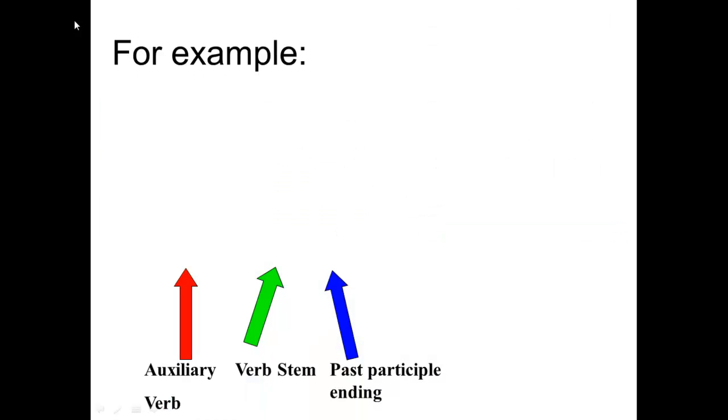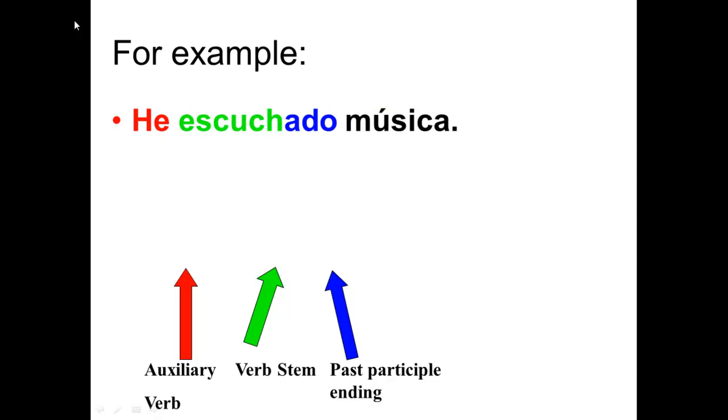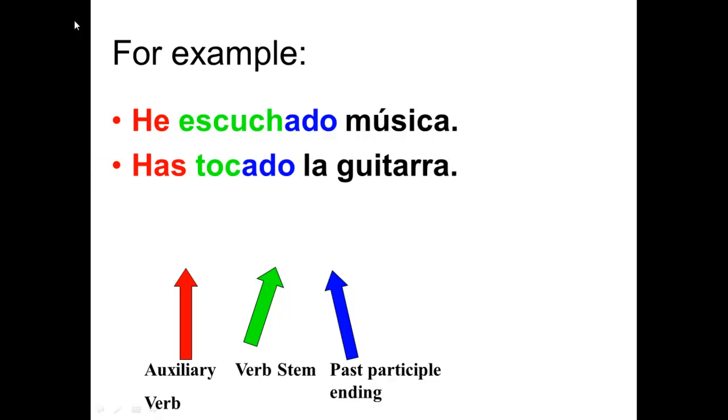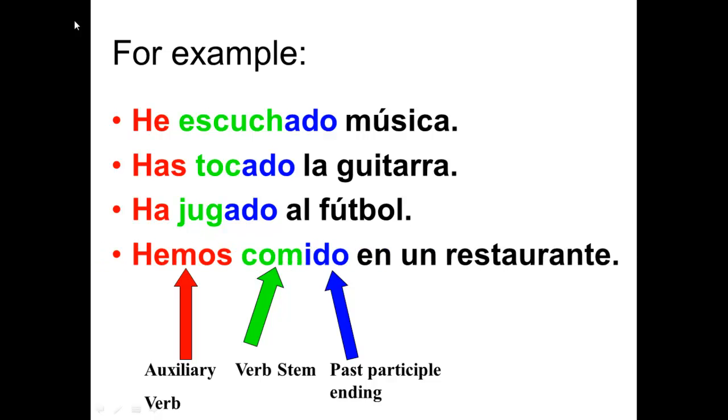For example, here we see the auxiliary verb in red, the verb stem in green, and then the past participle ending in blue. He escuchado música. I have listened to music. Has tocado la guitarra. You have played the guitar. Ha jugado al fútbol. He or she has played football. Hemos comido en un restaurante. We have eaten in a restaurant.